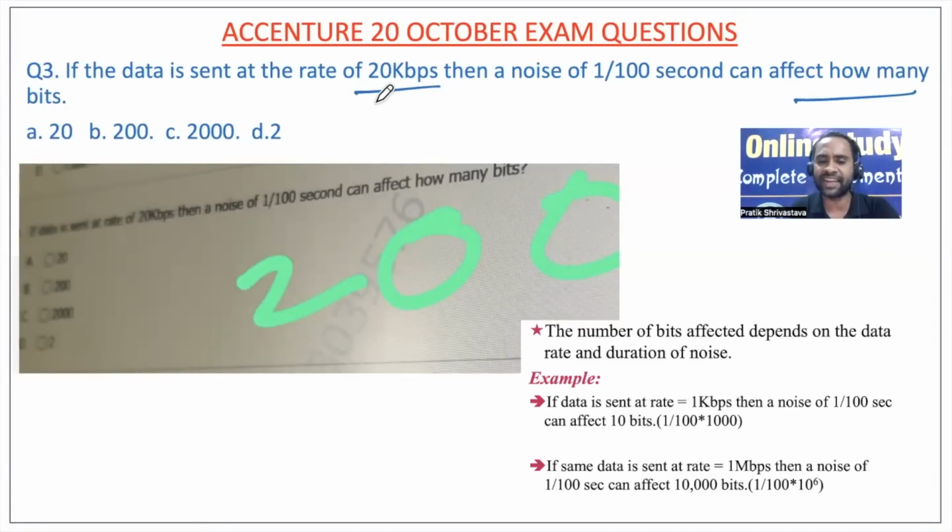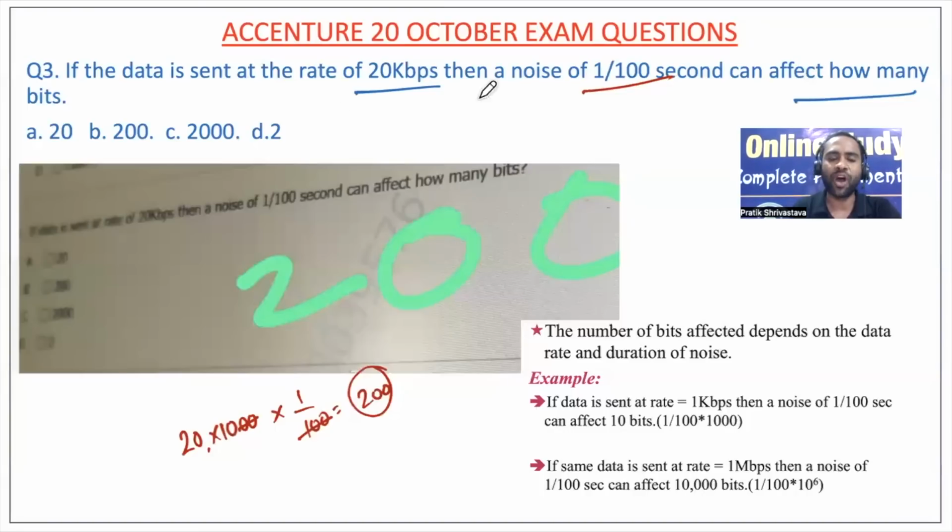So the data is sent at the rate of 20 kbps, K means 1000, right? So 20,000 bps, okay? And what is the noise? The noise is 1 by 100. Just multiply both, so here we are getting 200. That means, how many bits are affected? So 200 bits will be affected, okay? I will tell you once more. Here everything has been mentioned.